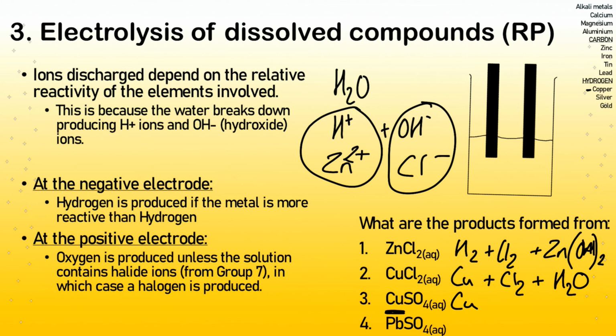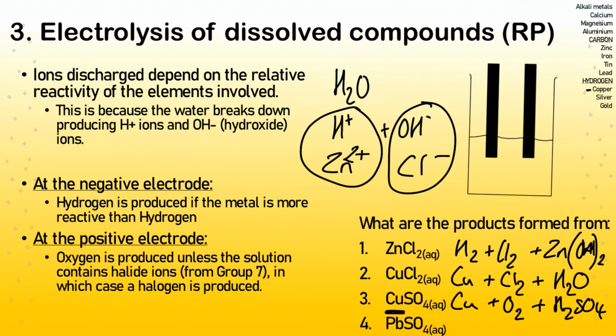so you've got copper, and sulfate, we don't have a halide, so therefore we're going to get oxygen being formed, so copper and oxygen, and then we've got sulfur left over with the water, so sulfuric acid, H2SO4.